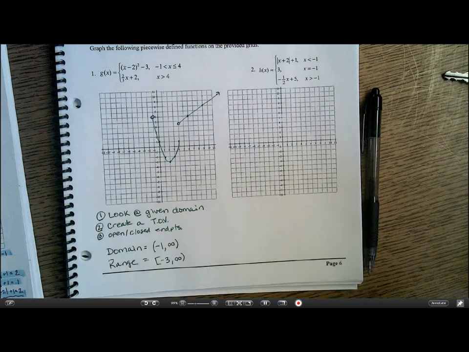All right, so I would like you to try this one, number 2.